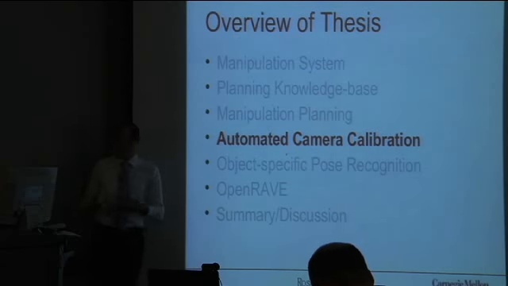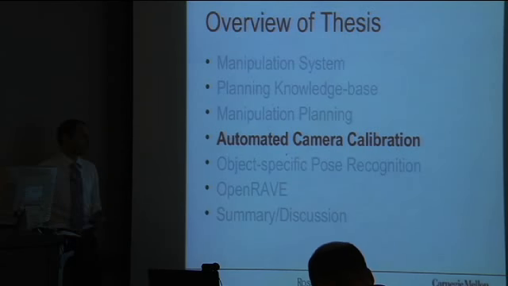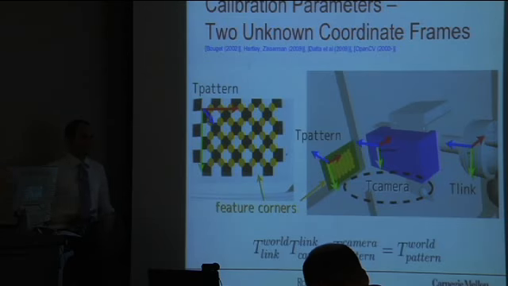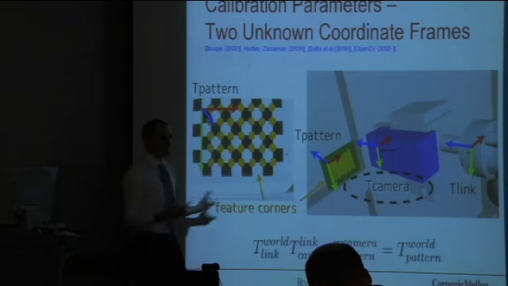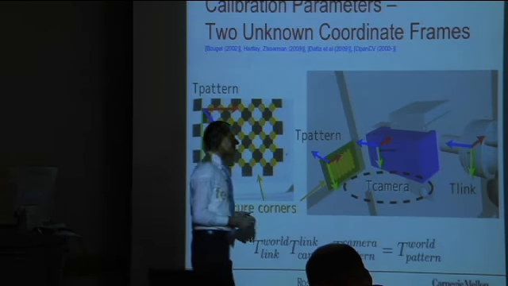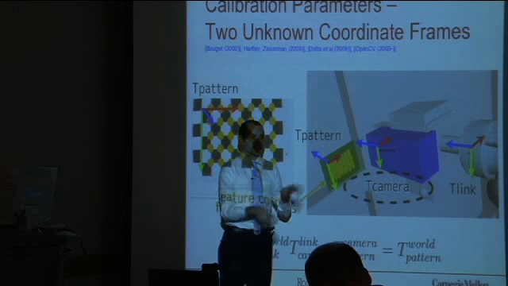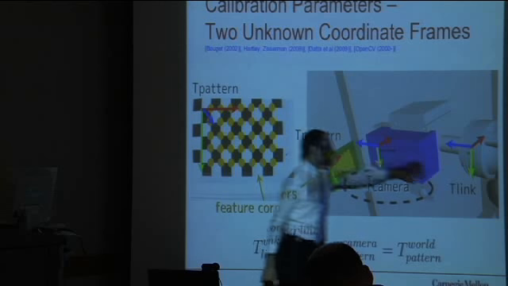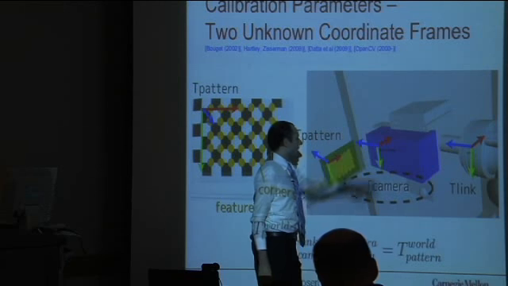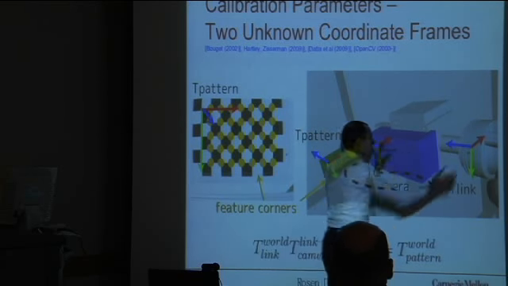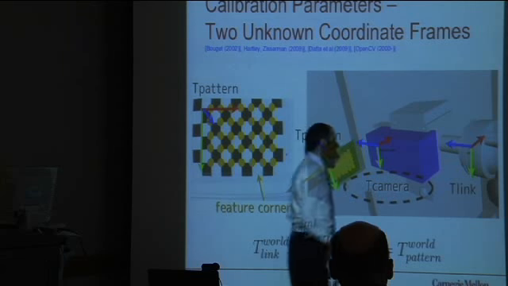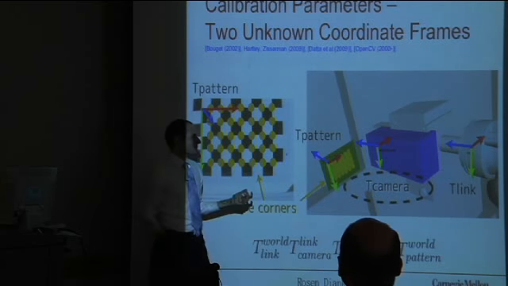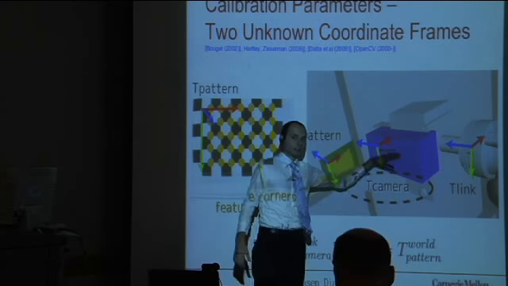Okay, so I guess this leads me into the automated camera calibration. What I mean by that is we have several sensors on the robot, and we need to compute where they are exactly attached on the robot. For example, here's the camera sensor attached to a link frame here. But we don't know what this relationship is between the link and the camera. We want to compute this relationship automatically.